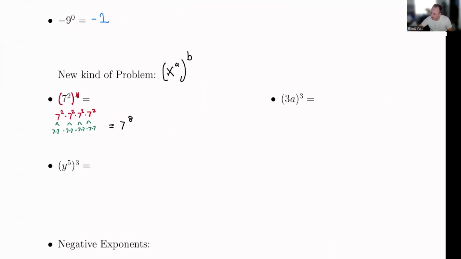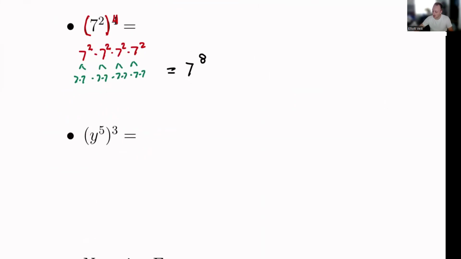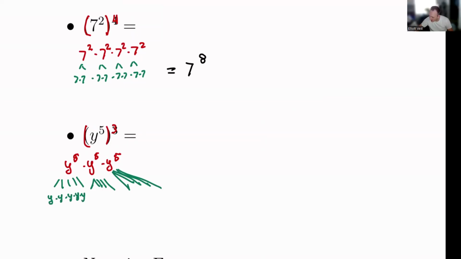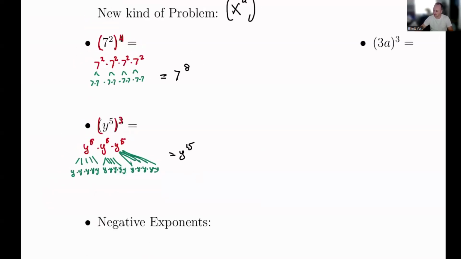Let's do it again. We have y to the 5th to the 3rd power. When in doubt, write it out. I see this to the 3rd power is y to the 5th times y to the 5th times y to the 5th. Okay? And each of these y to the 5ths, I'm going to have y times y times y times y times y, y times y times y times y times y, y times y times y times y times y. What do you know? That's a total of 15 y's when I write it out. So this is y to the 15th power.